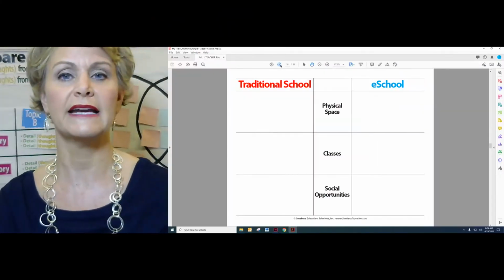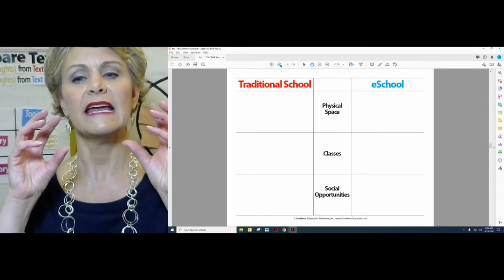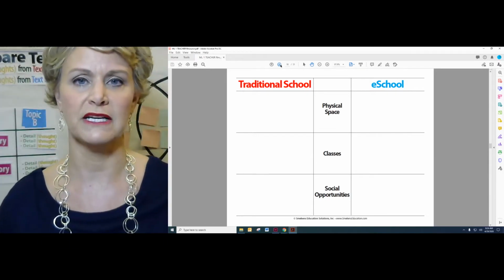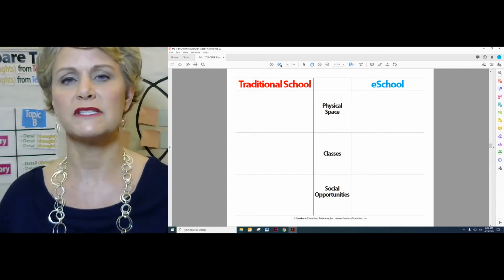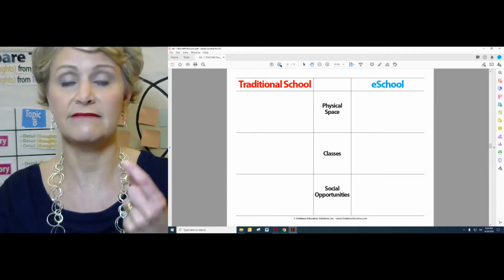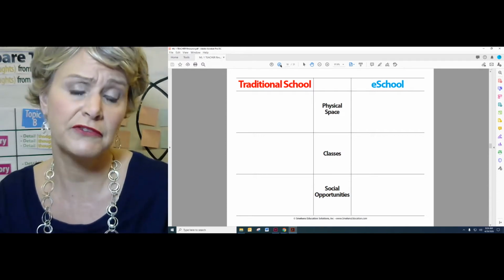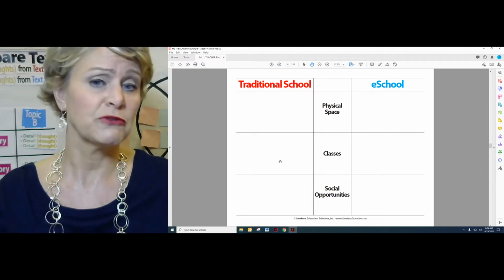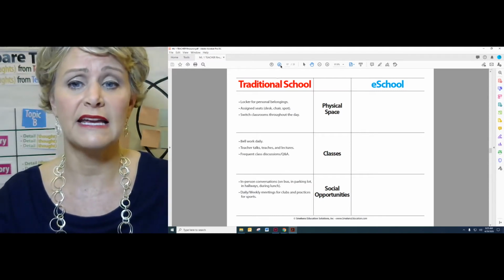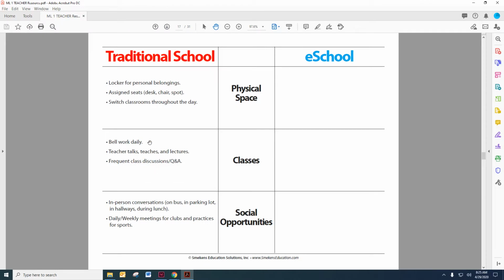Okay, help me with comparing traditional school, when you used to go to school, brick building, versus e-school, COVID school, remote learning school, and let's compare them for the physical spaces and the classes and the social opportunities. So traditional school, what's coming to mind? You had several classes, the bell rang, you went to different classes, you had assigned seats. You had a locker for your stuff. The teacher would stand in front of the class and do the talking. You would have class conversations, maybe you had bell work.